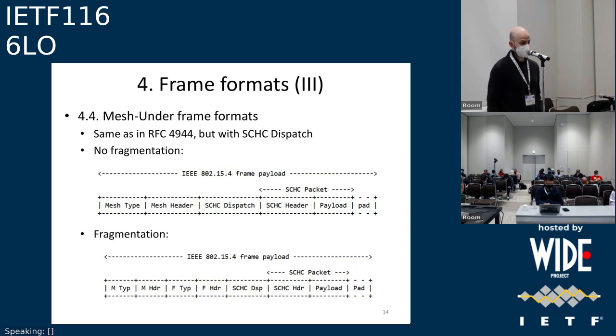Finally, just for completeness, we have also added here in section 4 the frame formats to be used if we are using mesh under. So basically, we are not defining new formats here. This is just the same as those defined in RFC 4944, however, using the SHIC dispatch instead of the original dispatch with the possible IPv6 header compression at the time of 4944. So here we can see the formats when no fragmentation is needed, where at the beginning there's the mesh header followed by the SHIC dispatch, or when we need fragmentation, where we have the mesh header, followed by the fragmentation header, then followed by the SHIC dispatch. Next, please.